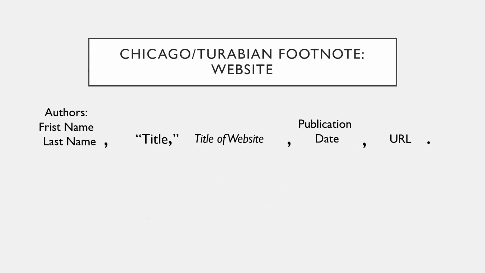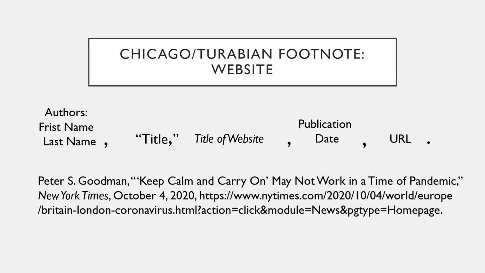So then you also have a citation, or excuse me, a footnote for Chicago and Turabian. So the footnote, you have the author, first name, last name. Remember, they just are how you normally write them, separated by commas. So you have the title in quotations, and then, separated by a comma, you have the title of the website. So New York Times, comma, October 4th, 2020. And then you have the URL.